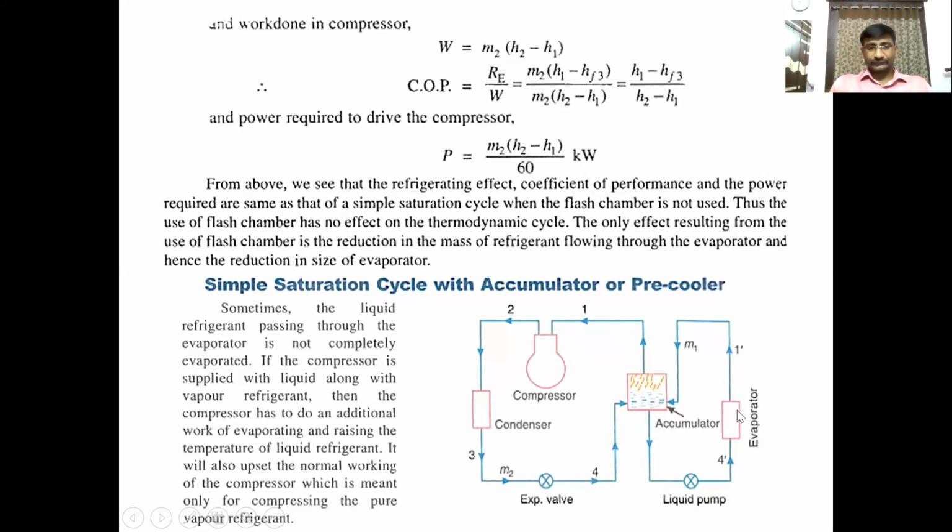pump extra. Clear? So sometimes the liquid refrigerant passing through the evaporator is not completely evaporated. If the compressor is supplied with liquid along with the vapor refrigerant, then the compressor has to do additional work of evaporating and raising the temperature of the liquid refrigerant. If we directly send the liquid formed here, we have to give additional work to vaporize that liquid refrigerant and raise its temperature. That can be avoided by placing the accumulator.